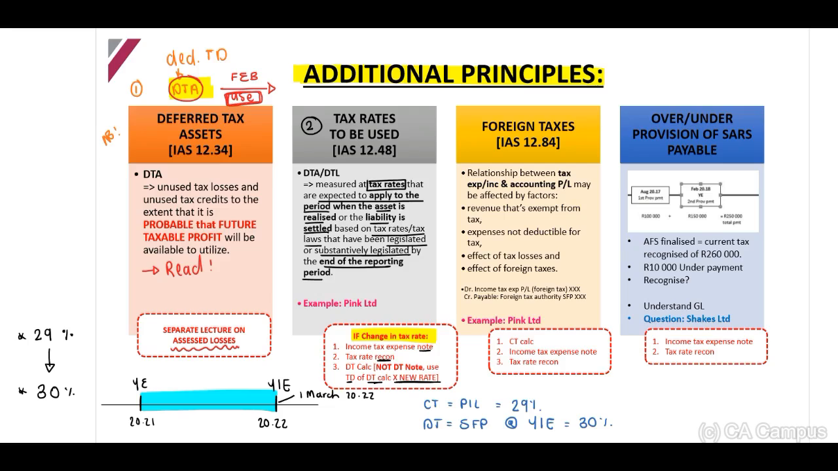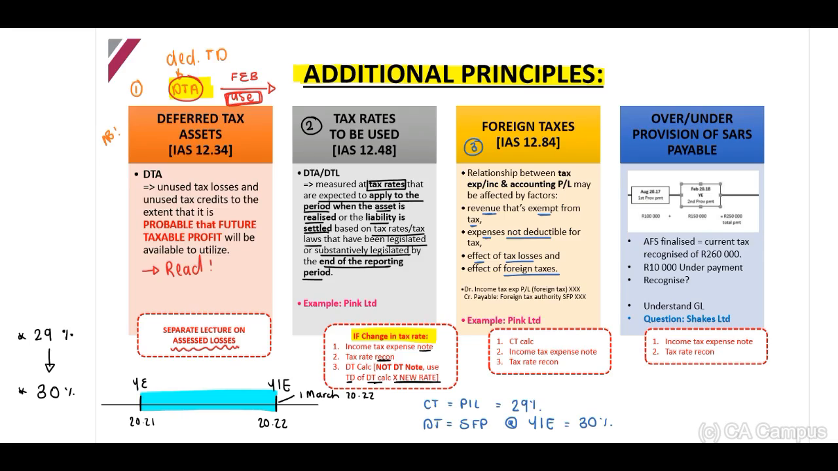Right, then number 3, foreign taxes. Your relationship between your tax expense and income and your accounting profit or loss may be affected by certain factors, whether revenue is exempt from tax or expenses are not deductible, and this can have an effect on your tax loss and your foreign taxes. Extremely important to read a scenario. We have included this in our example in terms of Pink Limited.